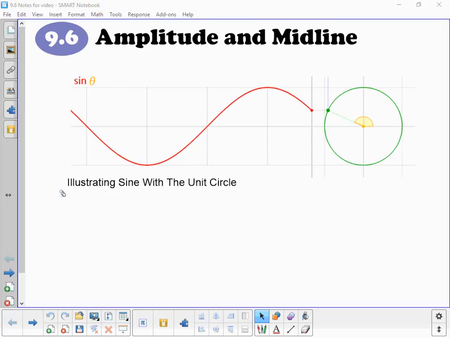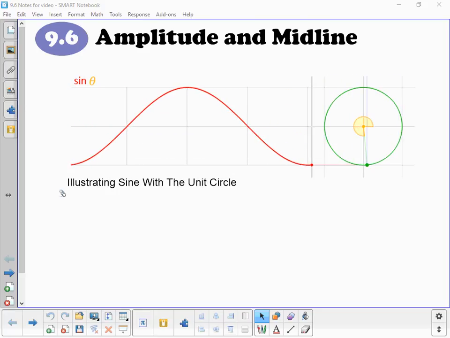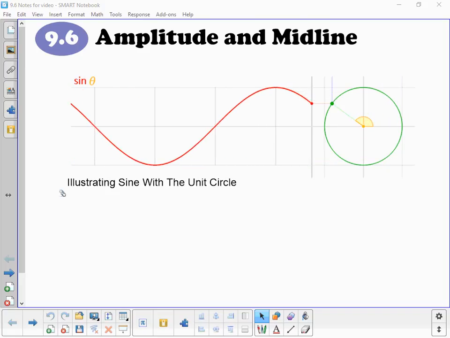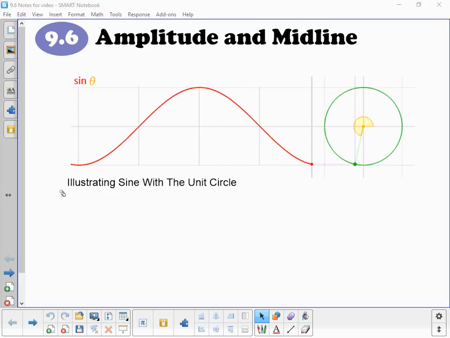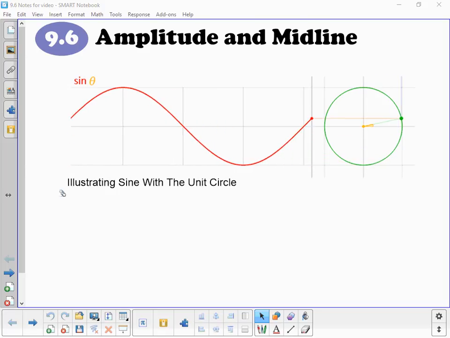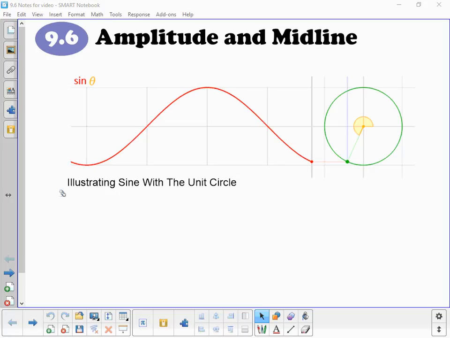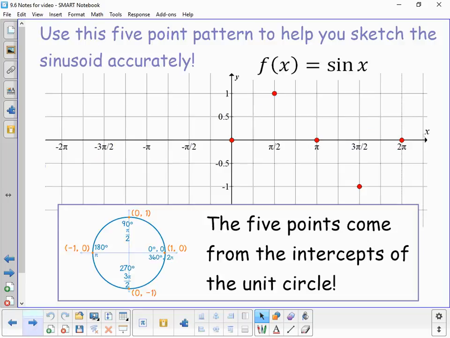So today we're going to be using what we learned last time about the shape of a sine and cosine curve to help us graph these two functions. Last time we looked at the shape of the sine curve, we used our spaghetti noodles and our unit circle to try to help us see what the shape would be, and we came up with this shape.